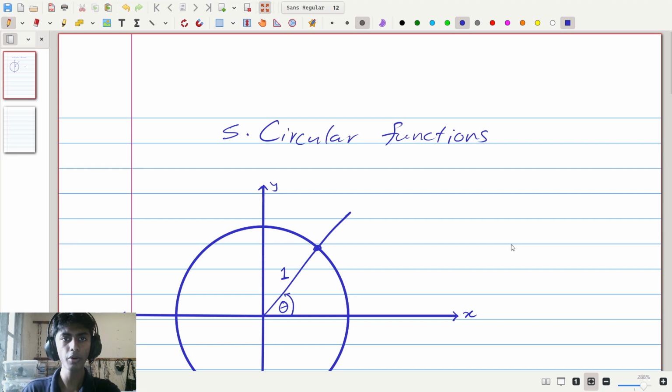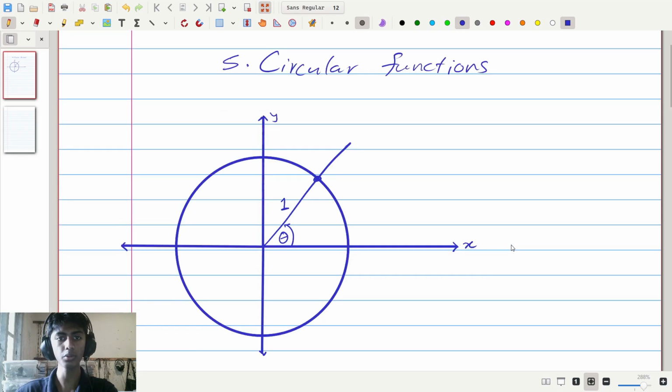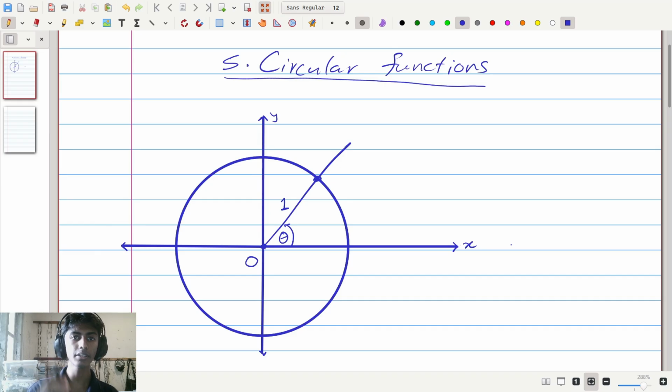So, to talk about these, we need to first talk about the unit circle. The unit circle is a circle of radius 1 that is centered at the origin of the coordinate plane. We talked about this in the last video, so this should be familiar to you. In the Cartesian plane, if we take the origin and we draw a circle of radius 1 around it, that's what we call the unit circle.